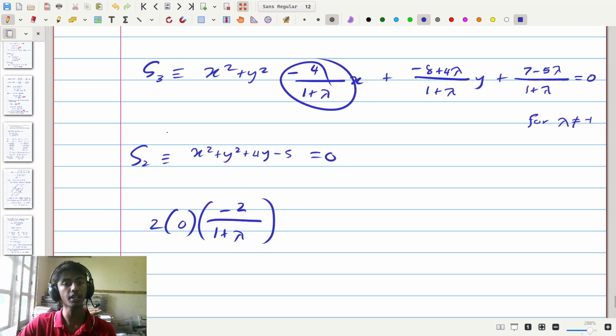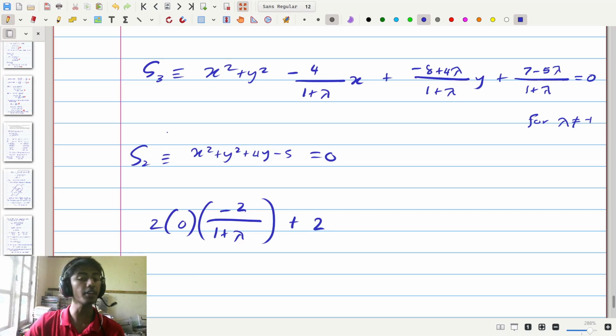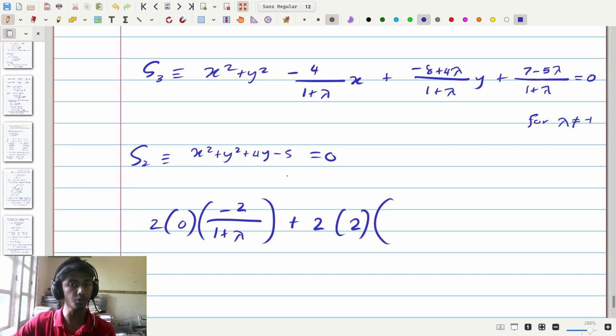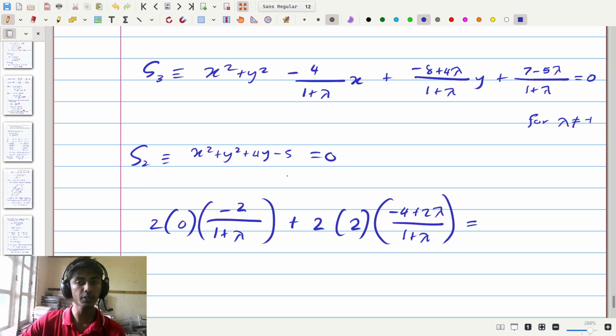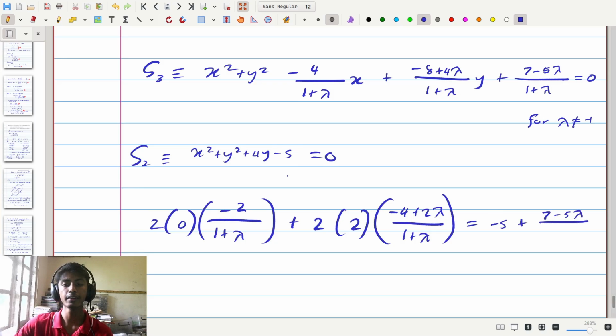Since this is equal to 2g, g will be equal to this divided by 2. So we get that. And then you have plus 2 times f1 times f2. Now f1 here is equal to half of this coefficient here, which is equal to 2. So f1 is equal to 2 times f2, which is minus this thing divided by 2, which is going to be equal to minus 4 plus 2 lambda divided by 1 plus lambda. And then we have this thing on the other side, which is going to be equal to c1 plus c2, or minus 5 plus 7 minus 5 lambda divided by 1 plus lambda. So we must have this condition right here.